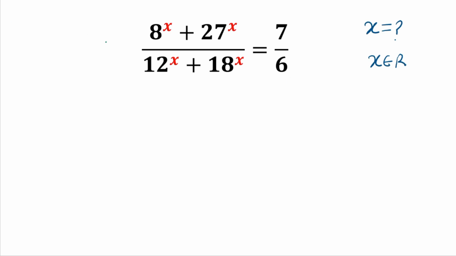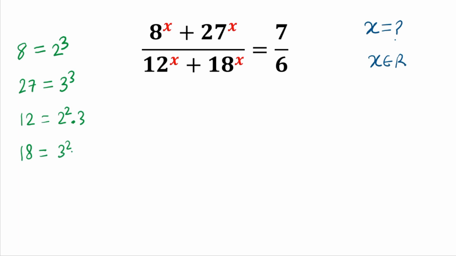Here we have 8^x, and we know that 8 is the same as 2^3, 27 is 3^3, 12 is 2^2 times 3, and 18 is 3^2 times 2.